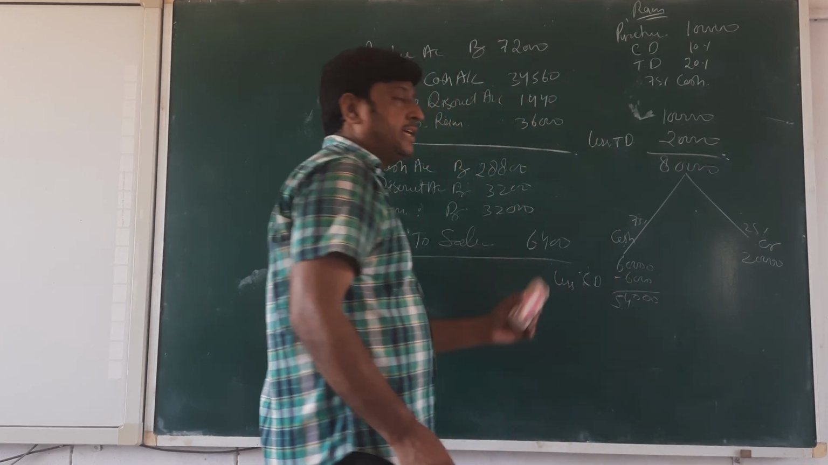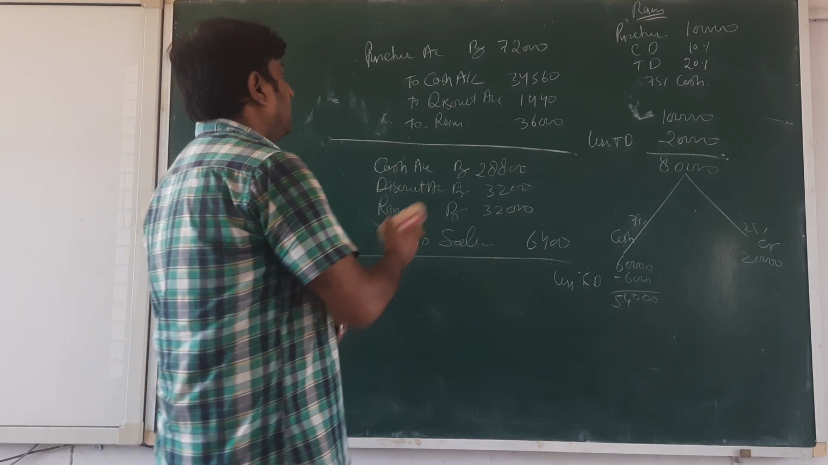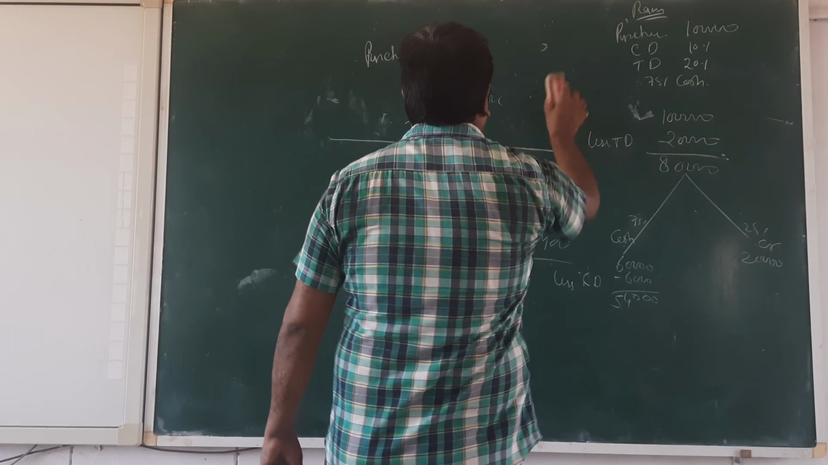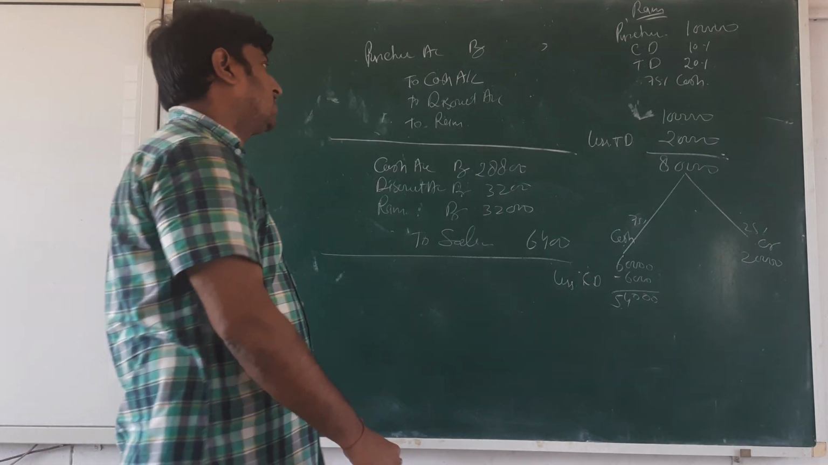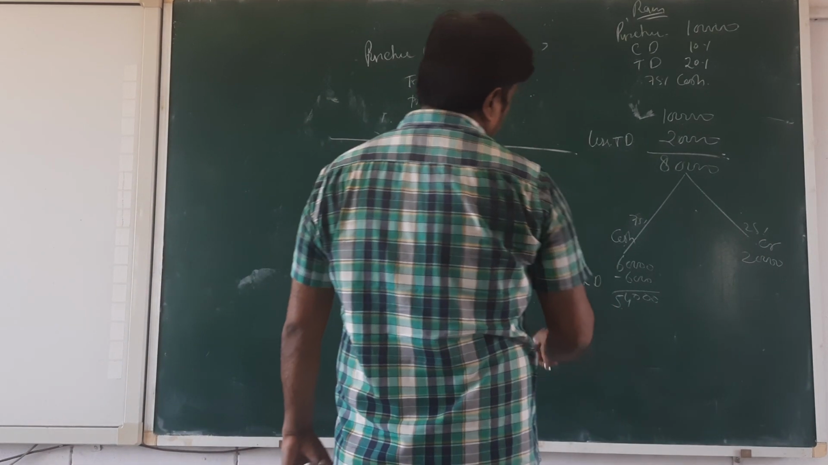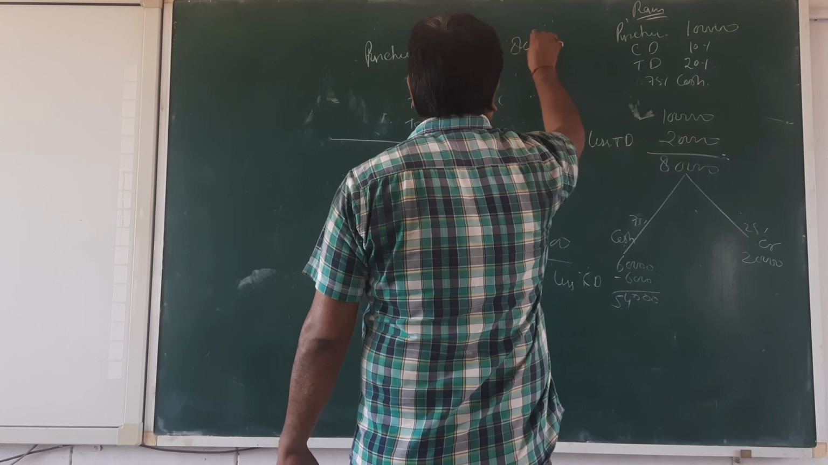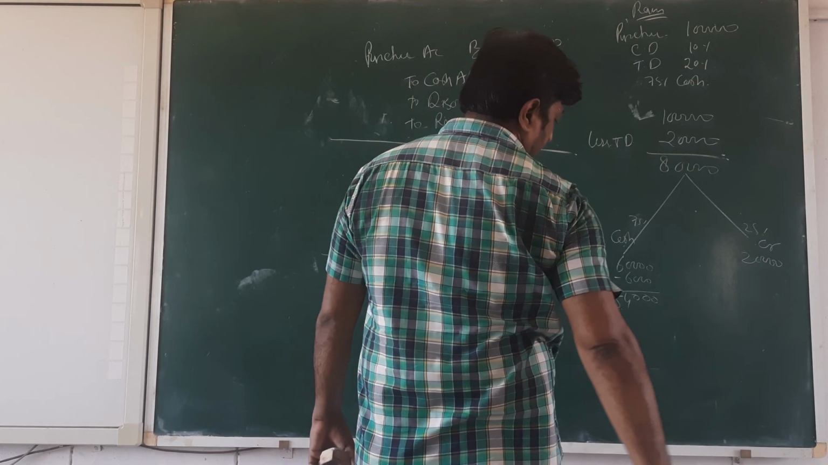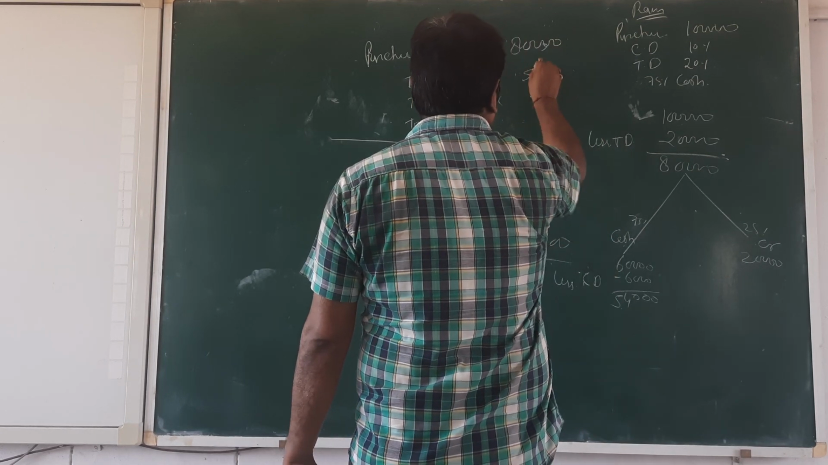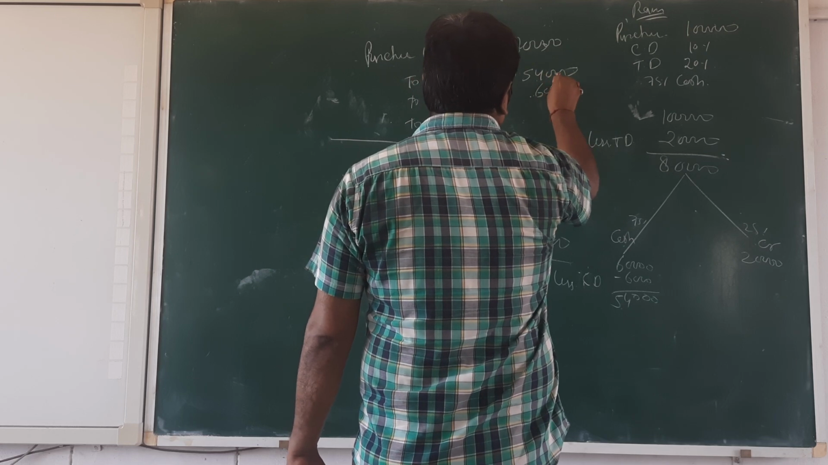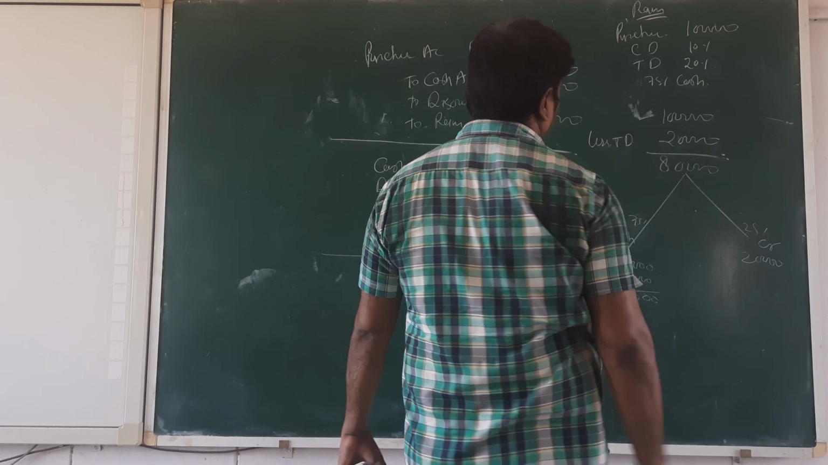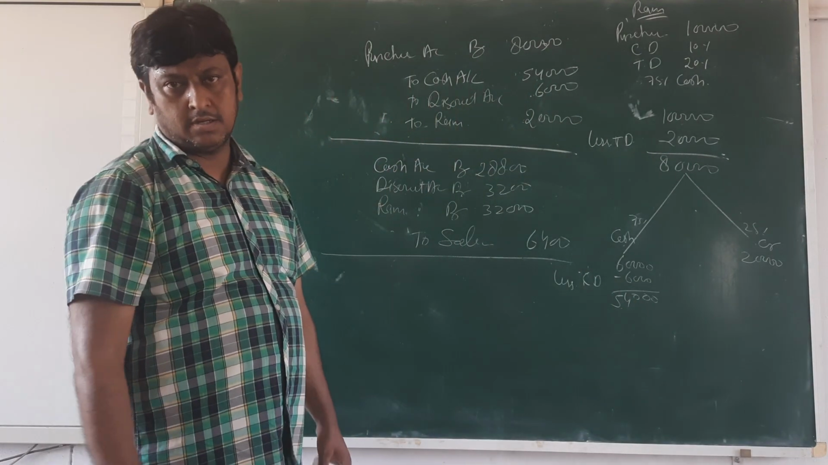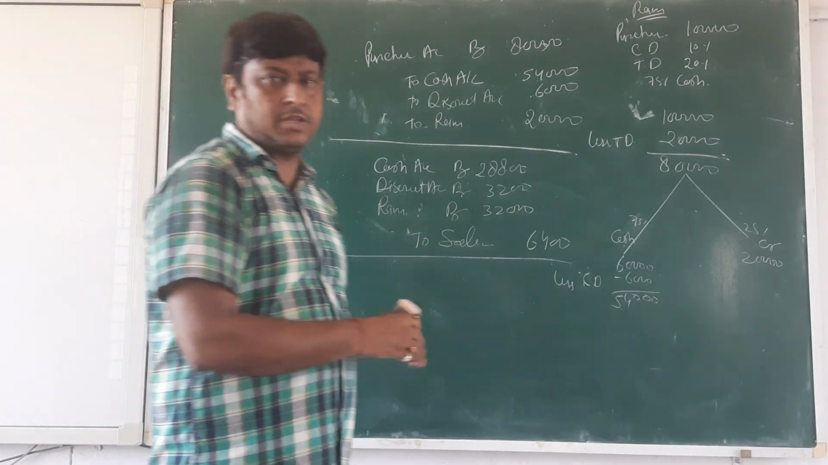Okay. Now all things are there. Only go for the entry. Change the amount, only change the amount. Same entry: purchase account debit to cash, to discount, to RAM. Okay. Then in purchase 80,000, in cash 54,000, discount 6,000, and in RAM 20,000. Okay, clear? How we are doing the entry?